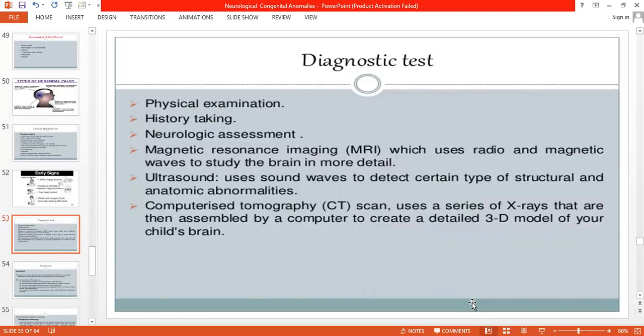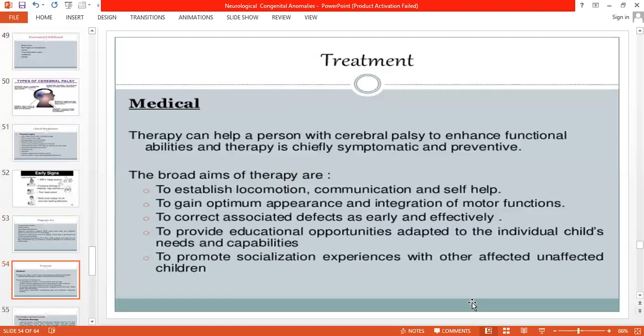How will we diagnose a child with cerebral palsy? Of course, by physical examination, some of which we already described, the history taken, whether there was some insult to the mother during pregnancy or during childbirth, were there any complications, neurological assessment of the baby, MRI of the brain, ultrasound of the skull, computed tomography or CT scan of the skull.